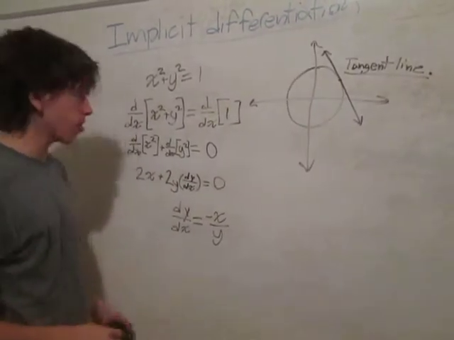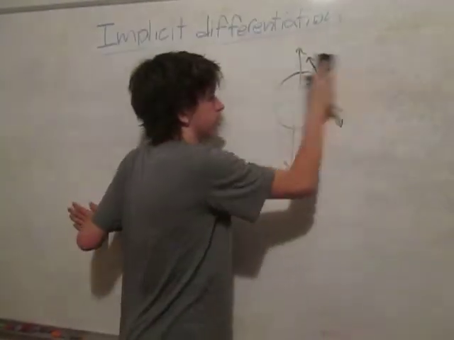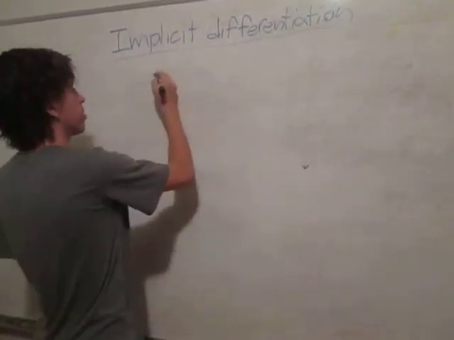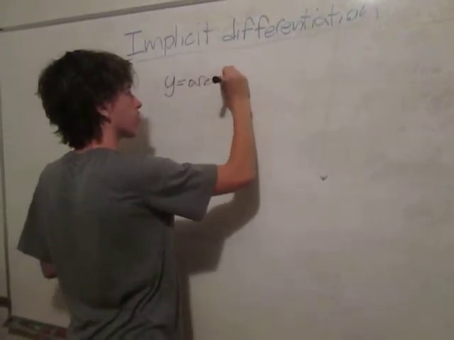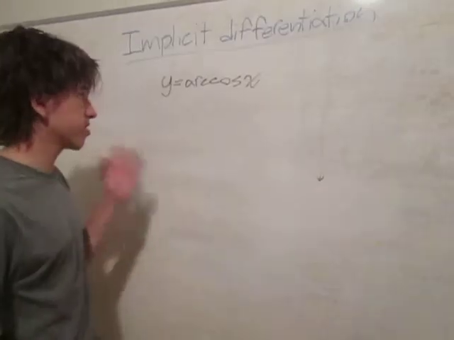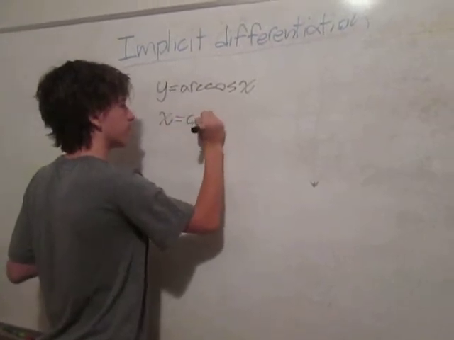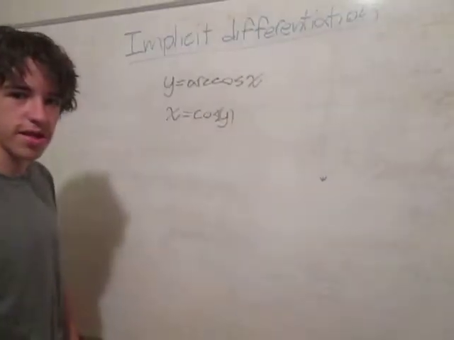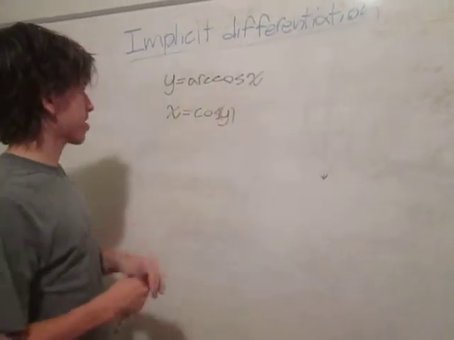Alright, but that's not all this is good for. There's another example that really stresses how useful this can be. And that is something a little bit odd, where y is equal to the arc cosine of x. Now, first we can make this a little bit easier by saying x is equal to the cosine of y, right? Now, as we may know, the arc cosine of x is basically saying what angle do you take the cosine of to get x, right?